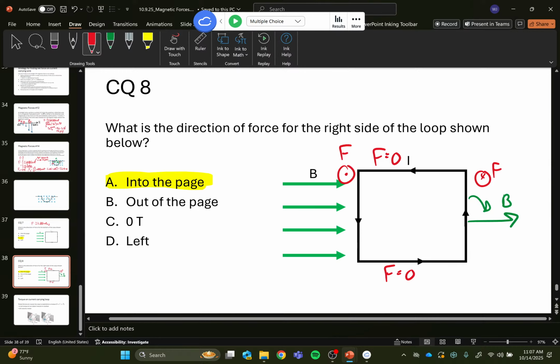So we end up with something interesting here. The force on the bottom is 0. The force on the top is 0. The force on the right is into the page. The force on the left is out of the page. If you added up all those forces, you get 0. You get a net force of 0.